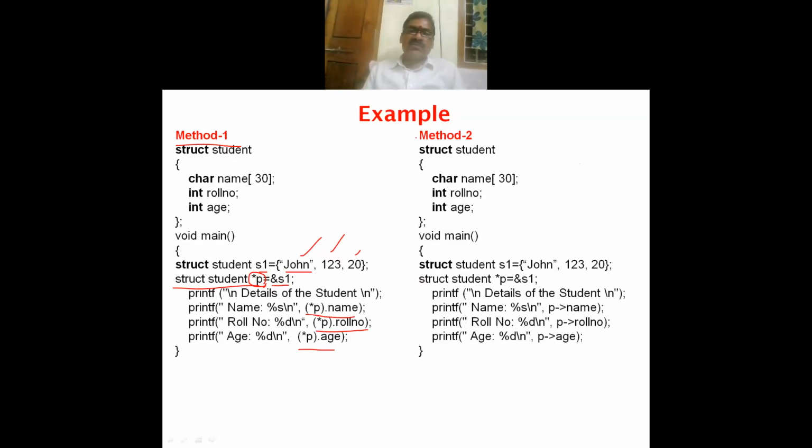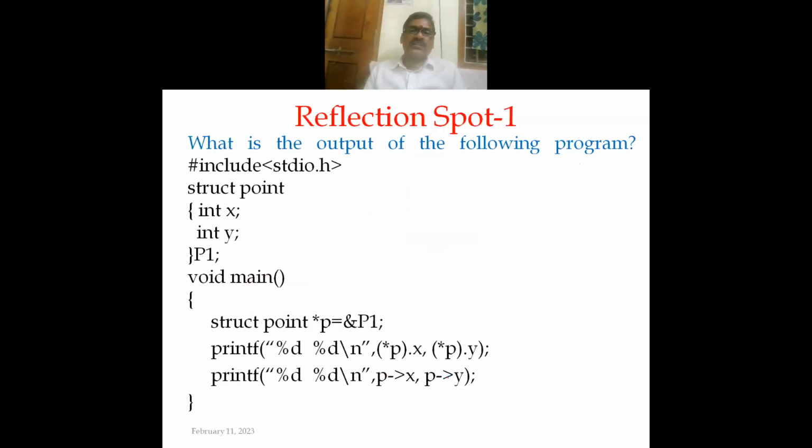Everything will be the same here, the declaration and initialization of the pointer variable, in both the methods; the first method as well as the second method will be the same up to this. Now when we are accessing these members, we can use, in place of this star and dot, p->name, p->rollnumber, p->age. So this is the second method of accessing the members of this particular structure. The arrow operator, we can use that. So these are the two methods of accessing the structure members by making use of a pointer to a structure.